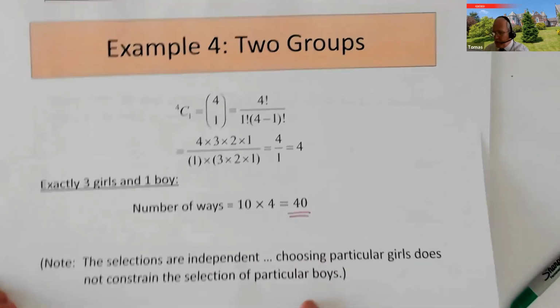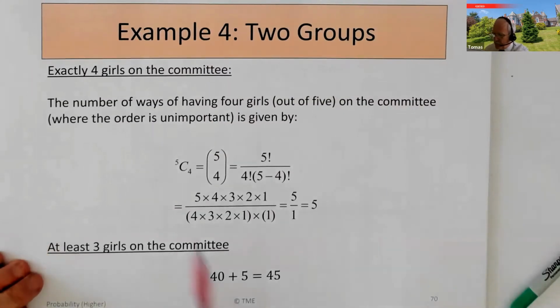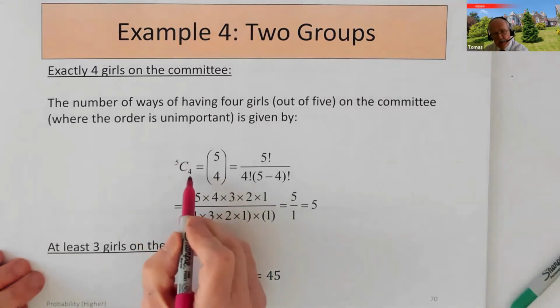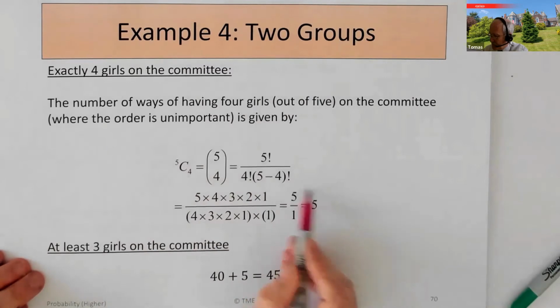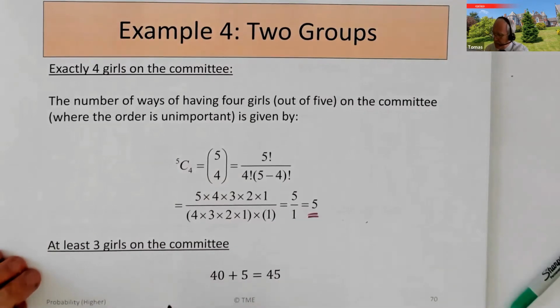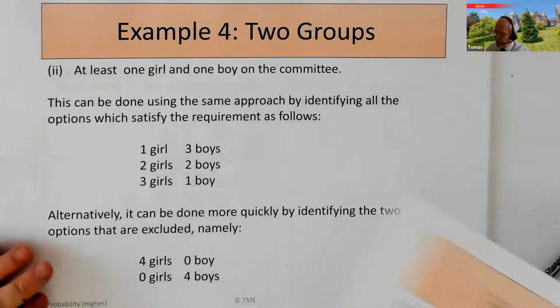But I could also have 4 girls on the committee. So to get 4 girls on the committee, it's 5C4. Out of the 5, I want to pick 4 girls. So there's only 5 ways of doing that. And that should make sense because I could leave out either girl 1, 2, 3, 4, or 5. So at least 3 girls on the committee will be the 40 if there's 3 of them, and the 5 if there's 4 of them. That's 45 ways.